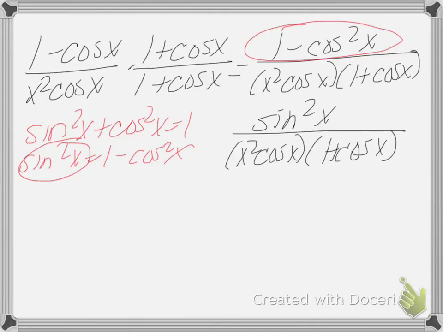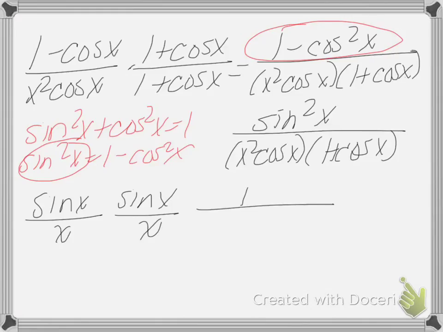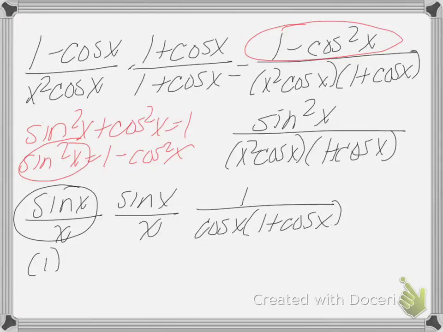Okay, and now I'm going to start breaking this into pieces. So I have a sine x and a sine x in the top. I'll give each of them an x, and now I'm just left with 1 over the rest. Okay, and so now this piece here is the rule, so that's equal to 1. This is the rule, so that's equal to 1.